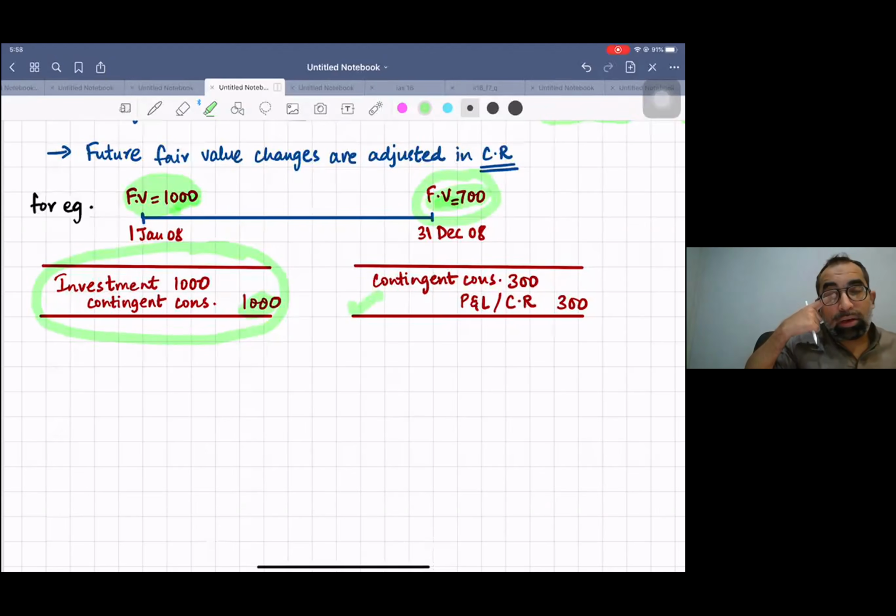You will make the entry: debit your liability, contingent consideration debit, and P&L income credit. When you credit P&L of the parent company, obviously profits of the parent company will go up, and when profits of the parent company go up, consolidated retained earnings, group retained earnings, automatically go up. Okay, so these two entries you have to make.